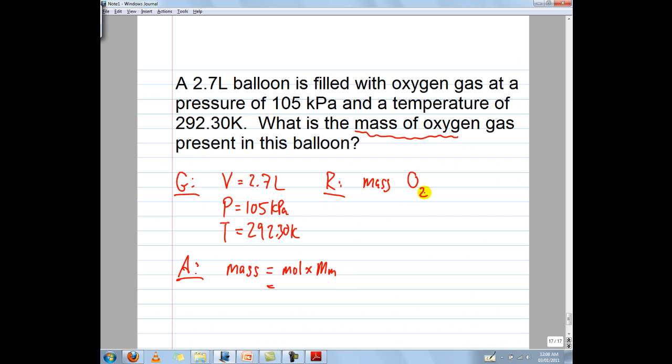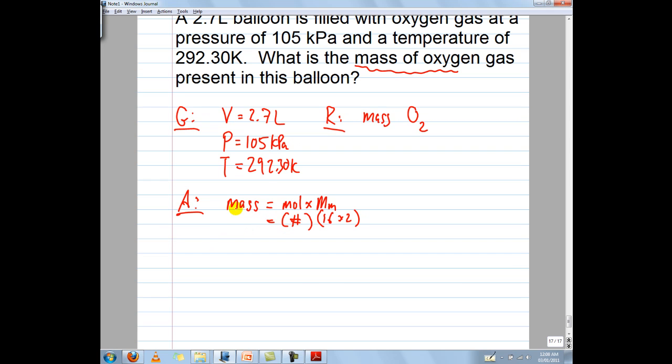But since I have two oxygens, because it's O2, it's diatomic, it's going to be 16 times 2 grams per mole. And then I have to multiply that by the number of moles. But I don't have the number of moles; it's not given to me. So what's the only equation we have that has moles in it and volume, pressure, and temperature? The ideal gas law, PV equals nRT. If I rearrange the equation algebraically to solve for n, it becomes PV divided by RT is equal to the number of moles. Once I solve for this, I can plug it into this equation over here.